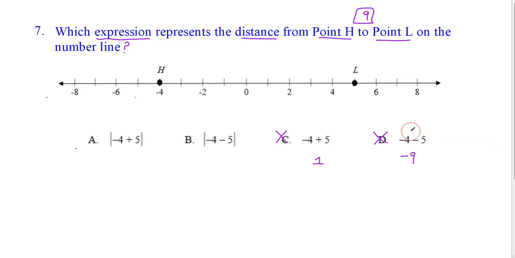How did I get -9? Here's one way to do it. You can start at -4 right here. Subtract right here means move to the left on the number line, 5 units. So I'll move to the left 5. 1, 2, 3, 4, 5. Hopefully you can see that's negative 9.